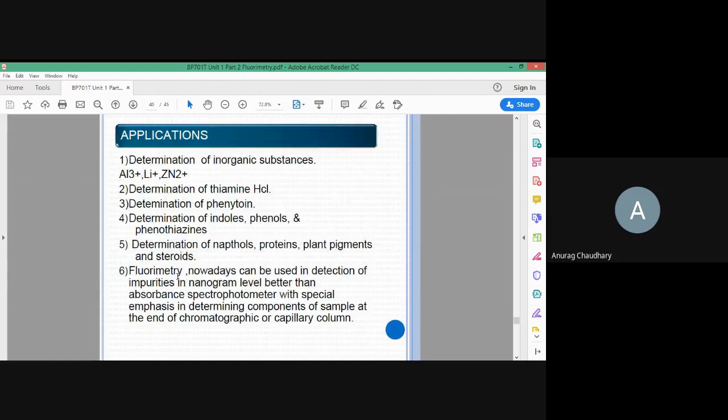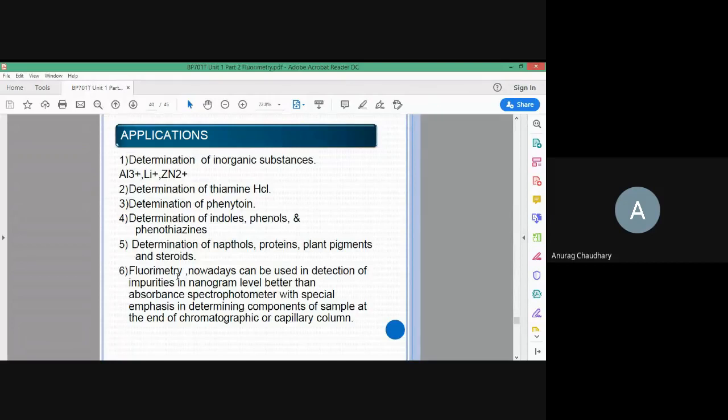Now, applications. Fluorimetry is used for a variety of applications, for estimation of pharmaceutical substances, organic, inorganic substances, food substances.